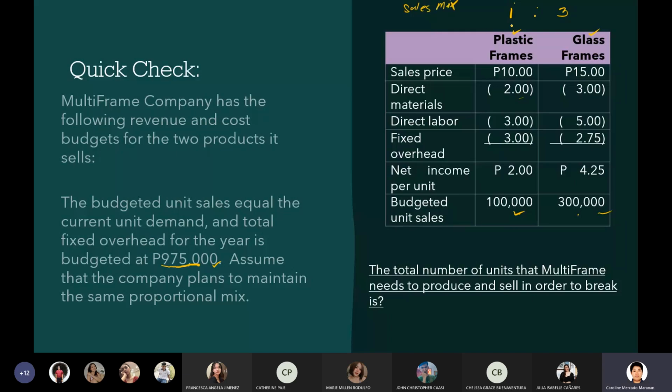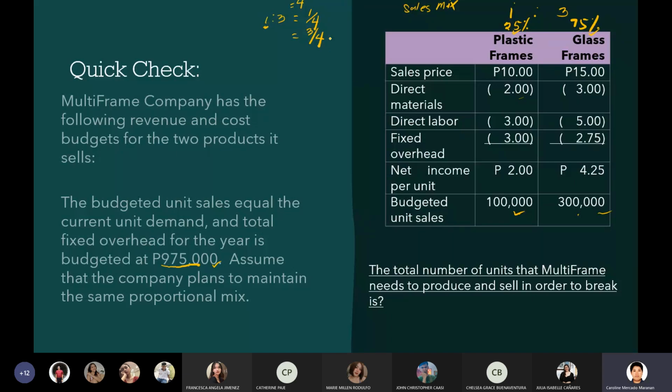That would be 25% and 75%. Tama ba? Paano, ma'am, namin nakuha yung 25%? Since that is 1:3, ang mangyayari para makuha mo yung para sa 1, that would be 1/4. Sa 3 naman, it would be 3/4. Kasi ang total nitong dalawa, meron silang 4 products.